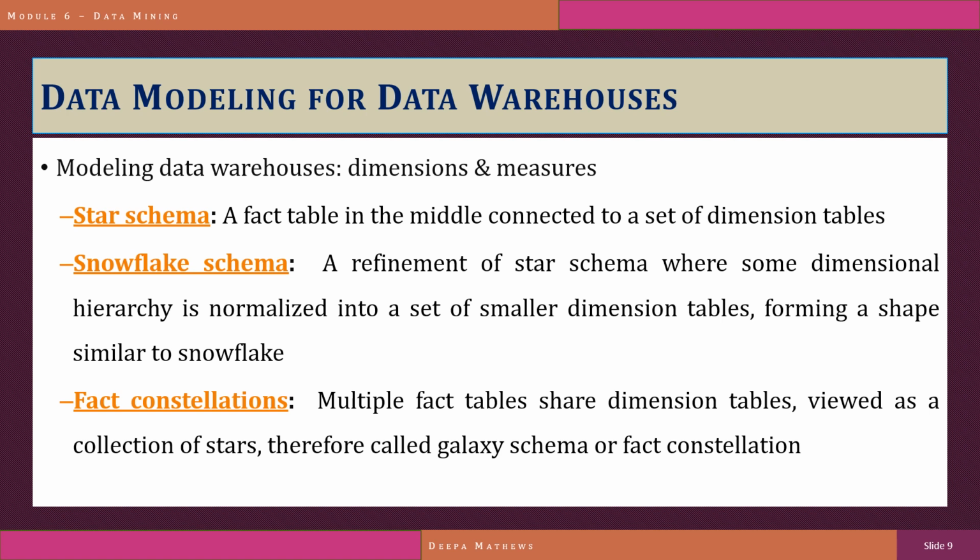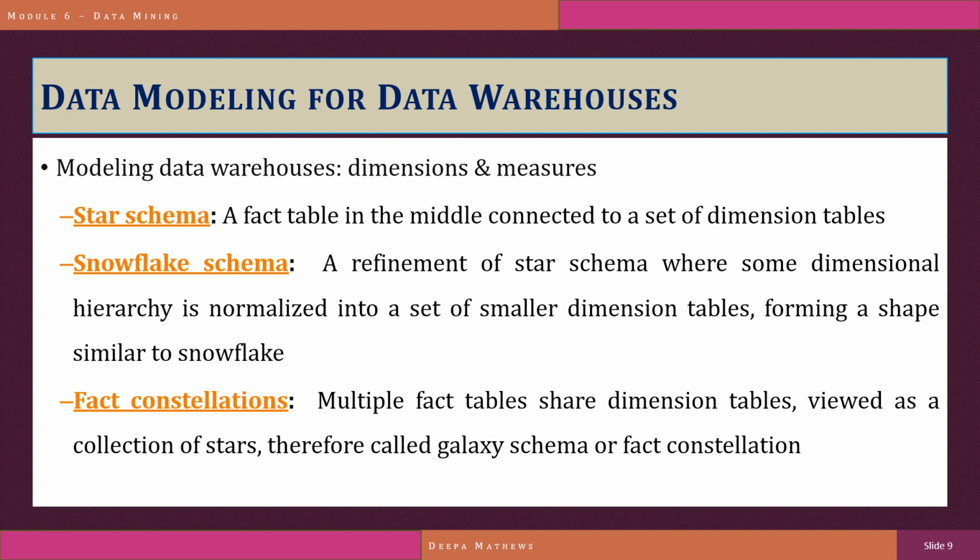It is a refinement of the star schema where some dimensional hierarchy is normalized into a set of smaller dimensional tables, forming a shape similar to a snowflake. So some of the dimension tables in the snowflake schema are normalized. It is similar to the star schema, only with the difference that some of the dimension tables are normalized. Then the third model is fact constellation, which consists of multiple fact tables which share the dimension tables.